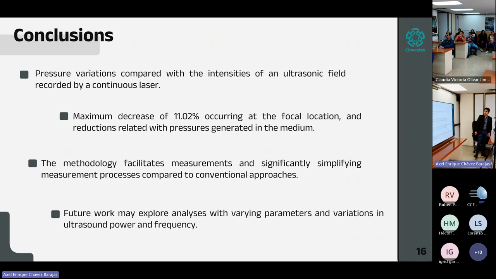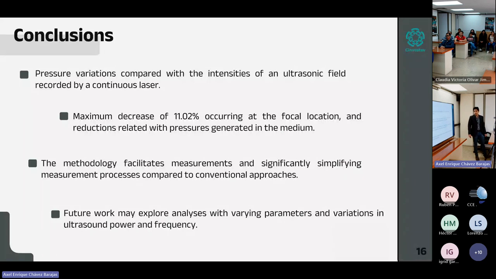And finally, the conclusions, I have these four important points. First, the pressure variation compared with the intensity of ultrasonic fields was successfully recorded by a continuous laser, and the intensity variations were different depending on the position of the continuous laser. A maximum decrease of 11.02 occurred in the focal location, a reduction related to the pressure generated inside the medium of study. And finally, in terms of applications, the methodology facilitates and significantly simplifies the measurement process compared with conventional approaches.